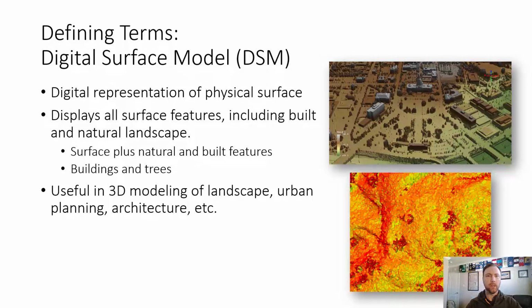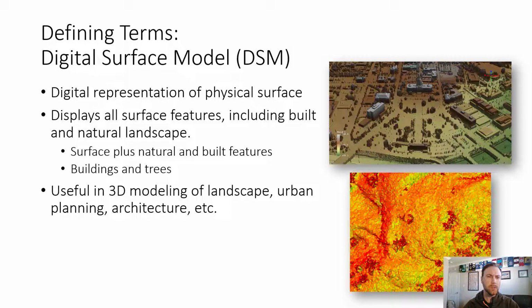In contrast to that, we also have a digital surface model. That's a digital representation of the physical surface, all that you could actually see with the naked eye. This displays all surface features, including built and natural landscape. This is surface plus built features. You would have the elevation above sea level, plus buildings, trees, any sort of natural or built features that are sensed by a sensor, in this case a LiDAR sensor, which I'll get into momentarily.